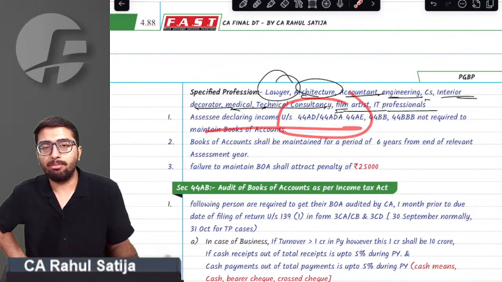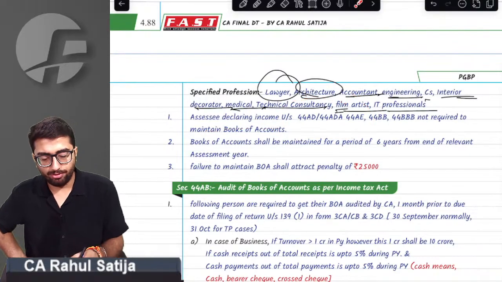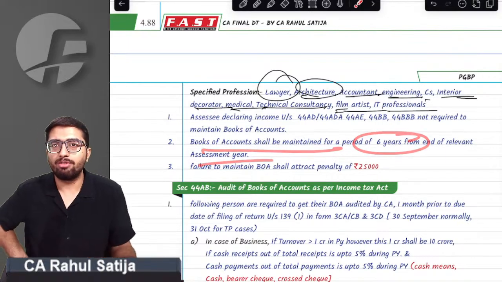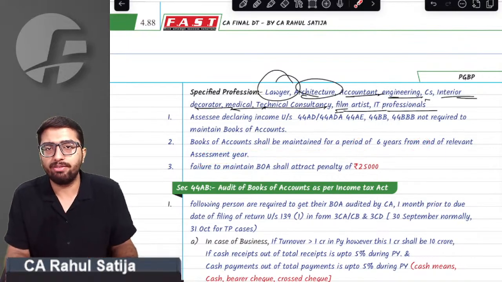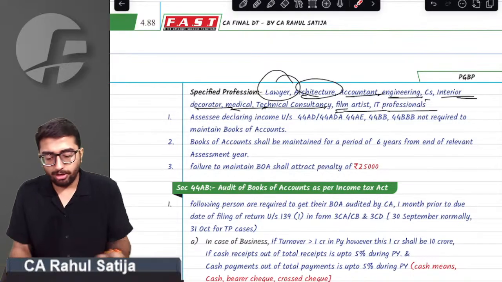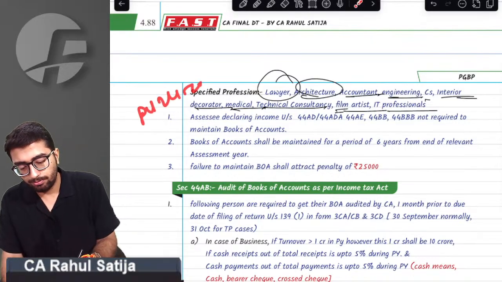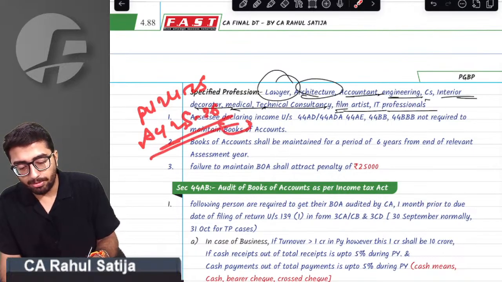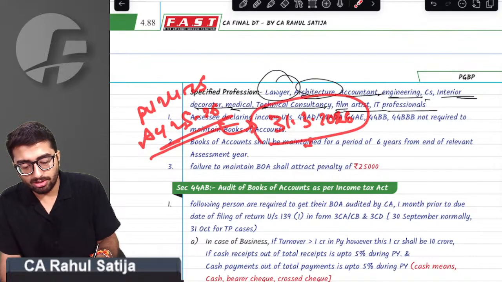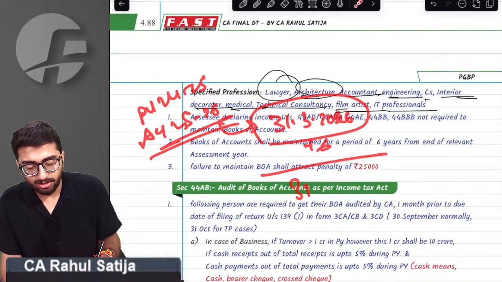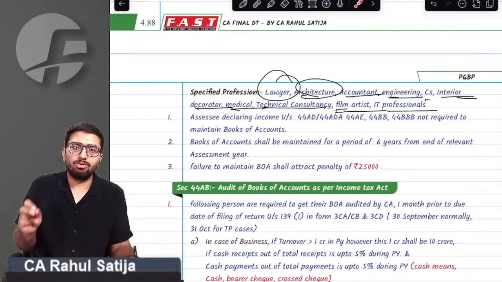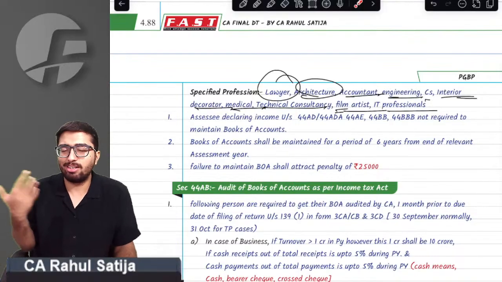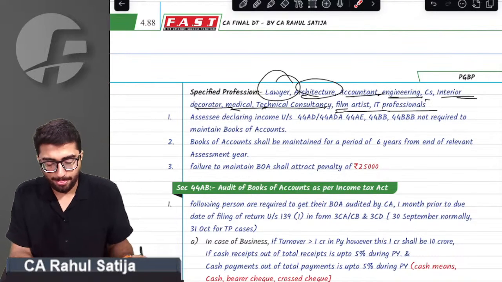If the assessee declares income under presumptive taxation, he is not required to maintain books of accounts. He has to maintain books of accounts for 6 years from the end of the assessment year. For example, previous year 24-25 is assessment year 25-26, which completes on 31st March 2026. You have to maintain books of accounts for 6 more years after this assessment year, so 31st March 2032 is the due date, beyond which you can just burn these books. Otherwise, you are not required to destroy them.